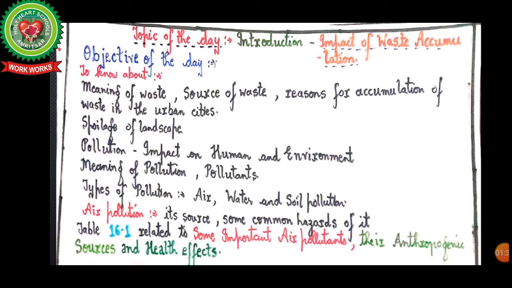Earlier we have discussed the impact of waste accumulation with the following objectives: meaning of waste, sources of waste, reasons for accumulation of waste in the urban cities, spoilage of landscape, pollution, impact on human and environment, meaning of pollution, meaning of pollutants, types of pollution, air, water and soil, air pollution, its source, some common hazards of it, table 16.1 related to some important air pollutants, their anthropogenic sources and health effects.